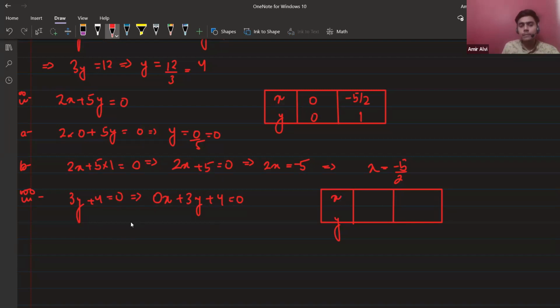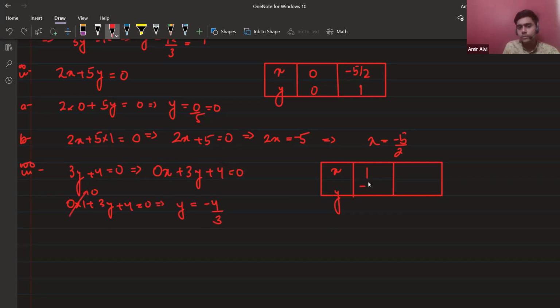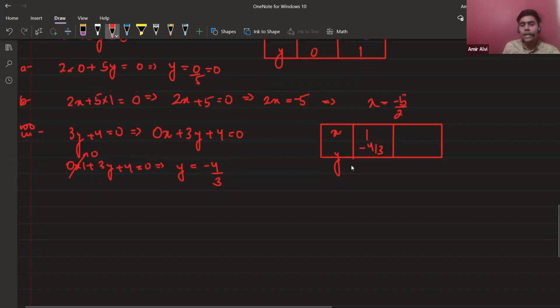So now, Simran, tell me, if you put any value at x, the answer will be minus 4 by 3, yes or no? Yes. Why? Because if you suppose put x equals to 1, so 0 into 1 plus 3y plus 4 equals to 0. So this will be 0. So y will be equals to minus 4 by 3, yes or no? Yes.